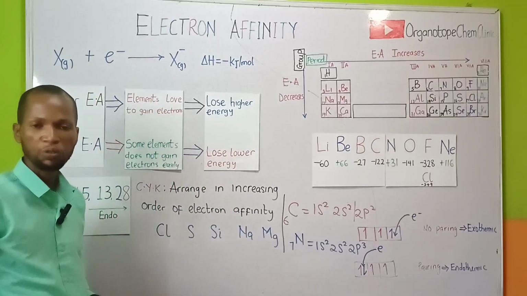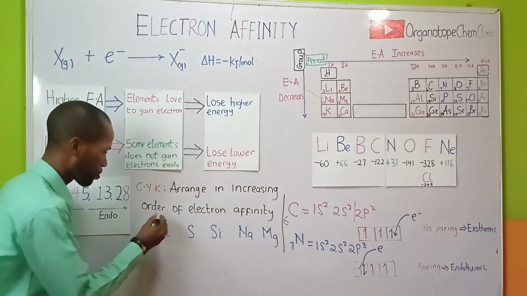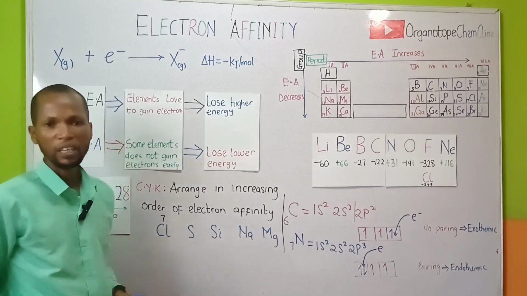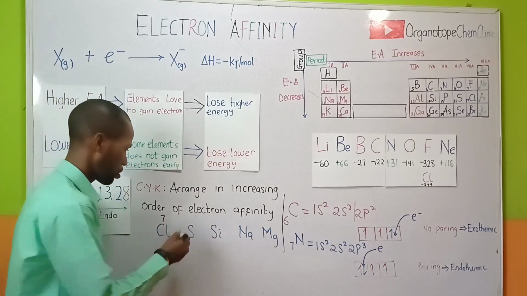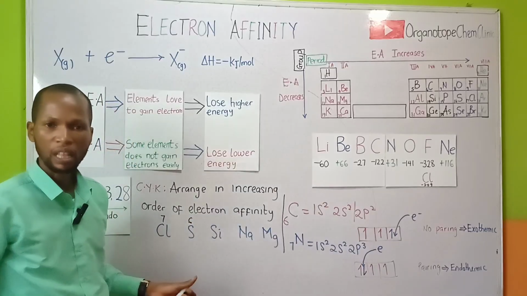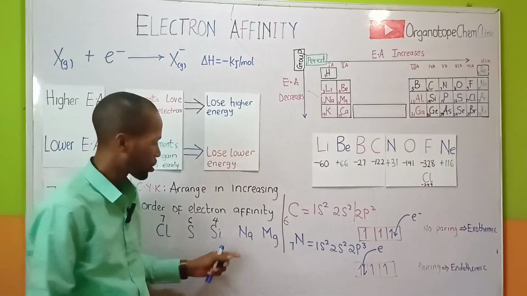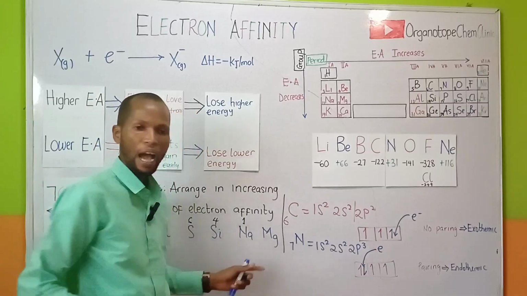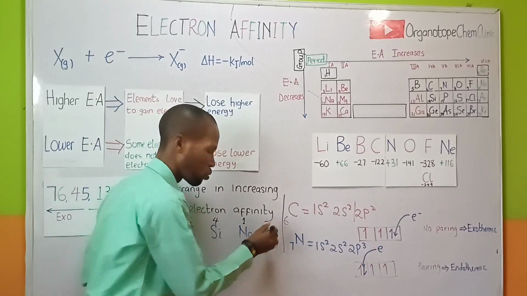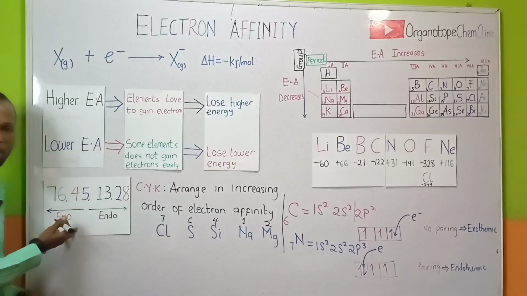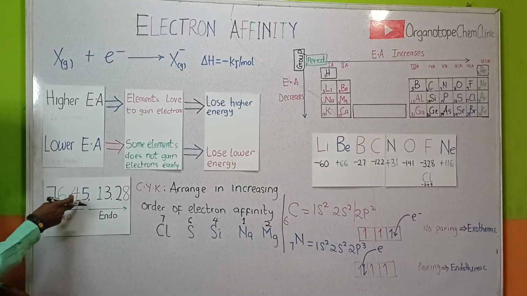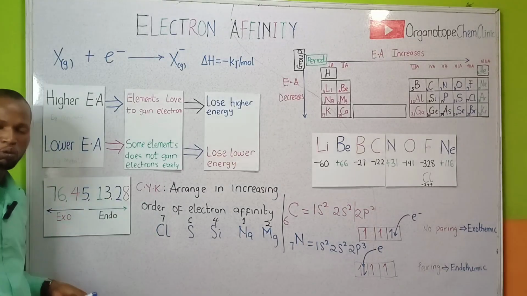Chlorine is found in which group of the periodic table? Group 7. The sulfur is found in which group? That's right, group 6. Silicon is found in which group? That's group 4. Sodium is in group 1. And magnesium is found in group 2. Can we make reference to the chart right here? 7, 6, 4, 5, 1, 3, 2, 8.